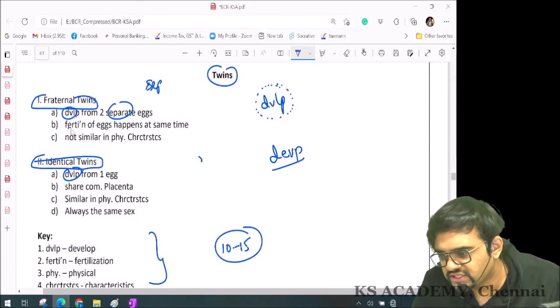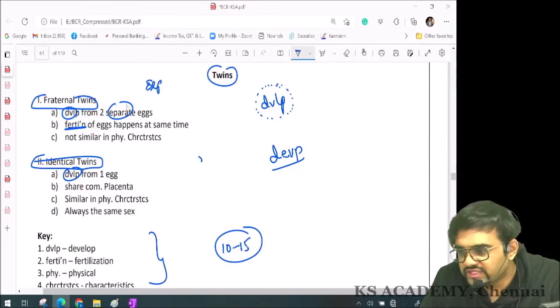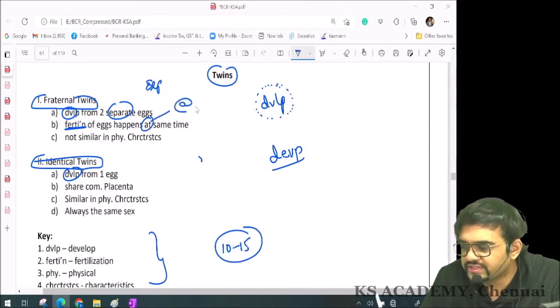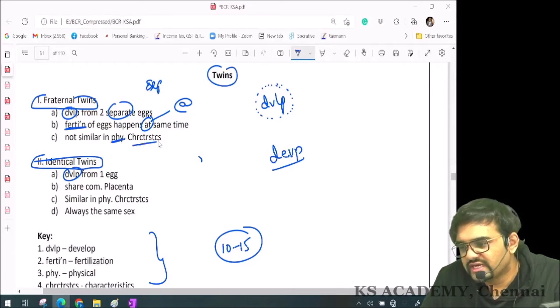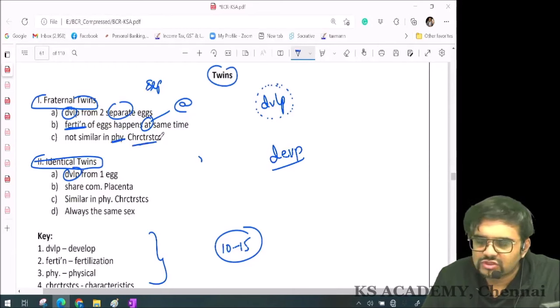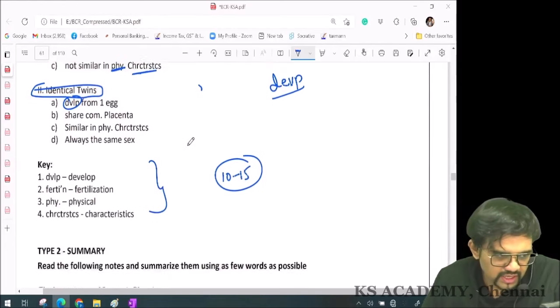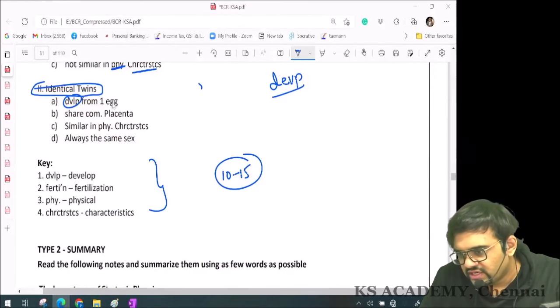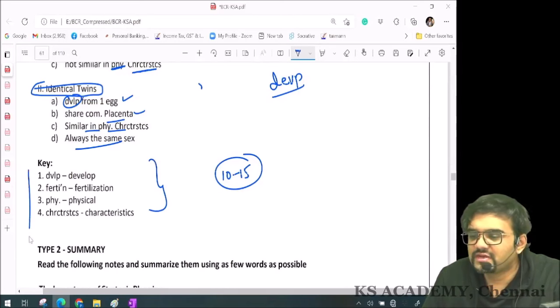Then fertilization is a long word, I can make it short. Fertilization of eggs happens at the same time. Not similar in physical characteristics. So whatever you want you can write. Generally omit vowels and write, it will be easy. Identical twins are developed from one egg, share the common placenta, similar in physical characteristics. They are always the same sex. And then this, develop, fertilization, physical and characteristics.